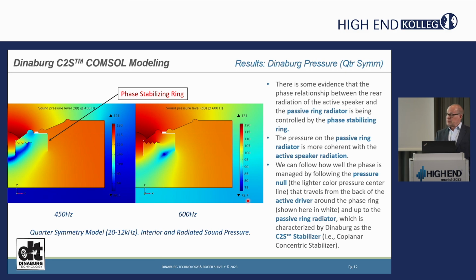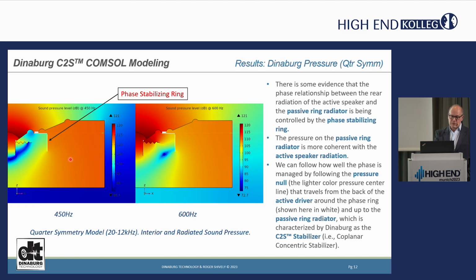So what we're seeing is what they described as the phase stabilizing ring here, and we'll step through some slides to see what's going on in terms of where the phase null is and where we're changing the mode of phase. But you can see that the phase ring, there's some evidence that it has a positive relationship with the active speaker, which is right here, and the passive radiator ring that's here. And so as we go along, we can follow what's going on with these phase lines.